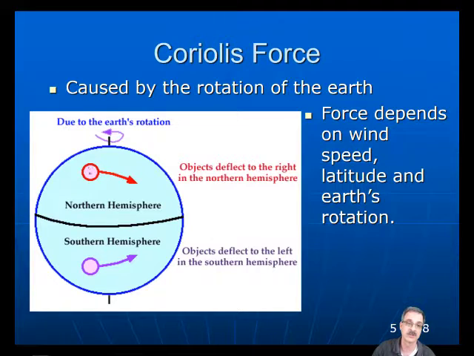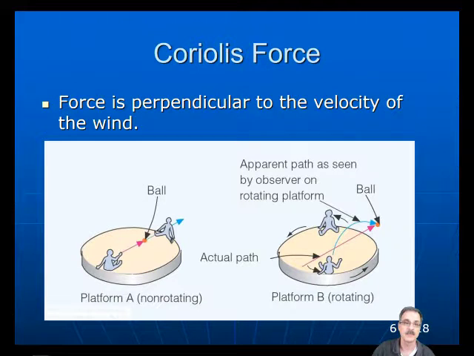So the Coriolis force here should be pointing this way to deflect this to the right, and the Coriolis force here should be pointing up, so it will deflect it. Here it should be pointing towards the equator, and it will deflect it to the left. Basically, the Coriolis force is perpendicular to the velocity of the wind.